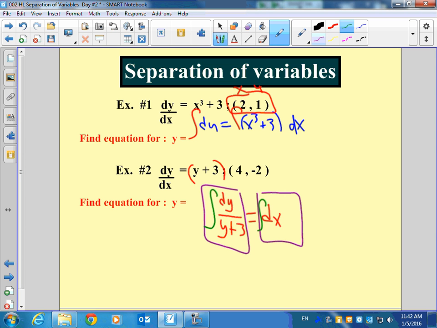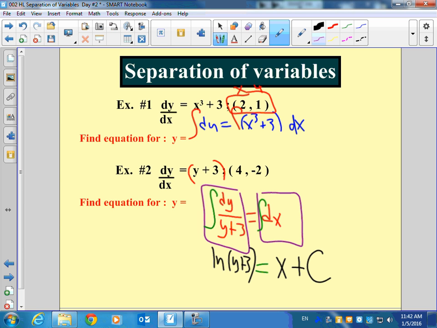What's the integral of dx? dx is x plus c. What's the integral of dy over y plus 3? Now the derivative of this is 1, so you can just call it the natural log of y plus 3.